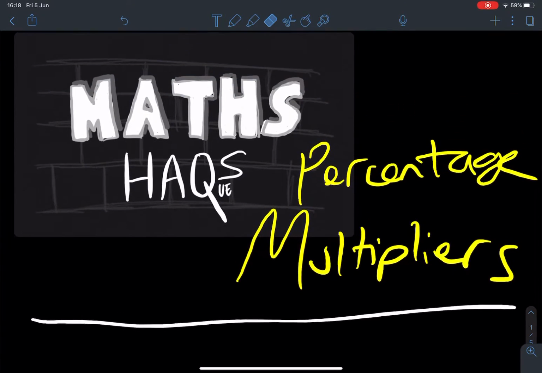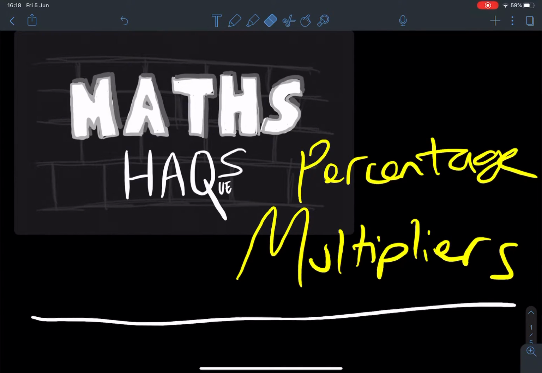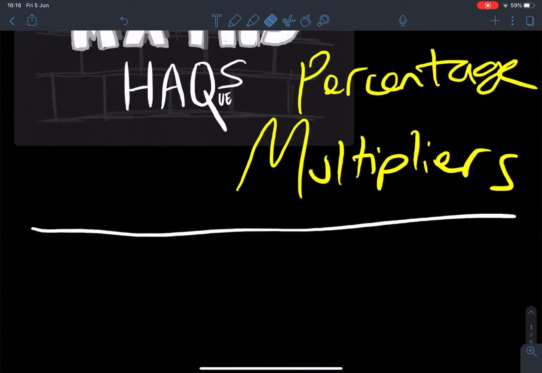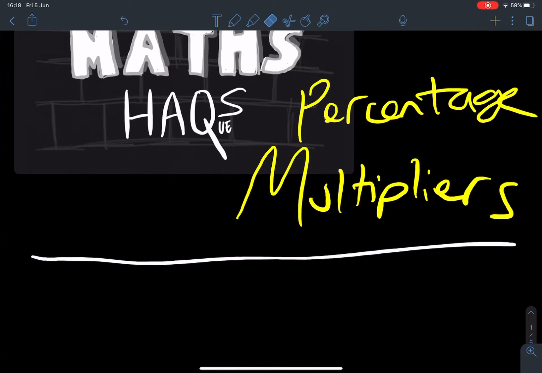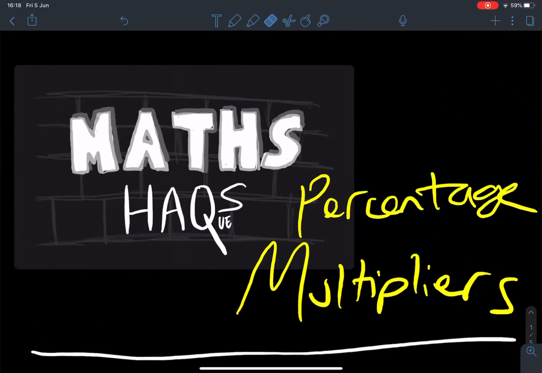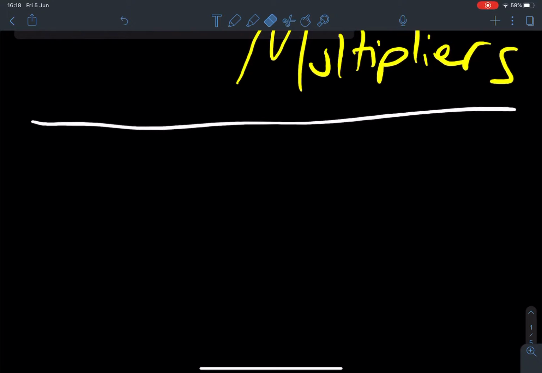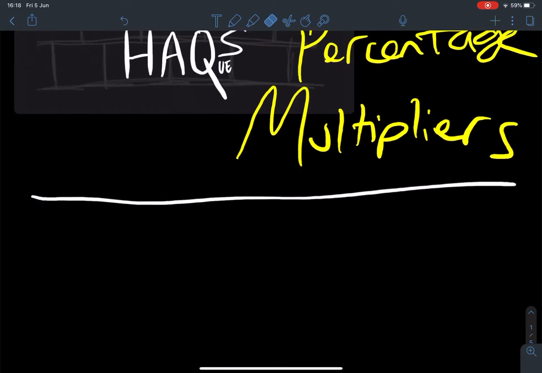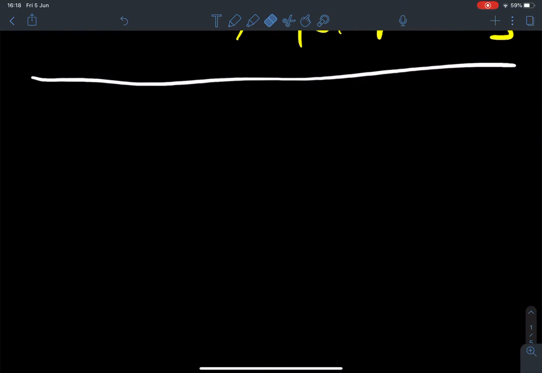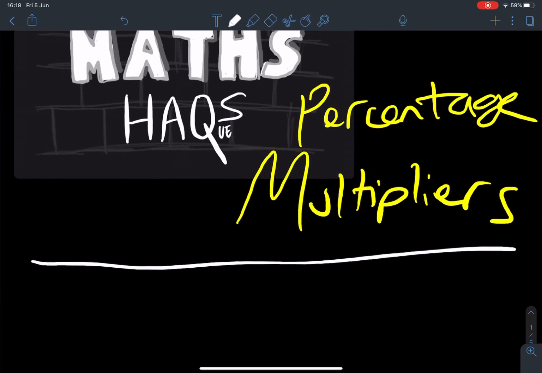So this is called a multiplier method. A multiplier, as the name suggests, is something that you multiply. It's actually a decimal value that you multiply to work out a percentage change. As the word suggests, it's something that you multiply, and we can use this for something a bit later on as well. When you go a bit further on, we can use it for repeated percentage change, which is also known as compound interest or depreciation.